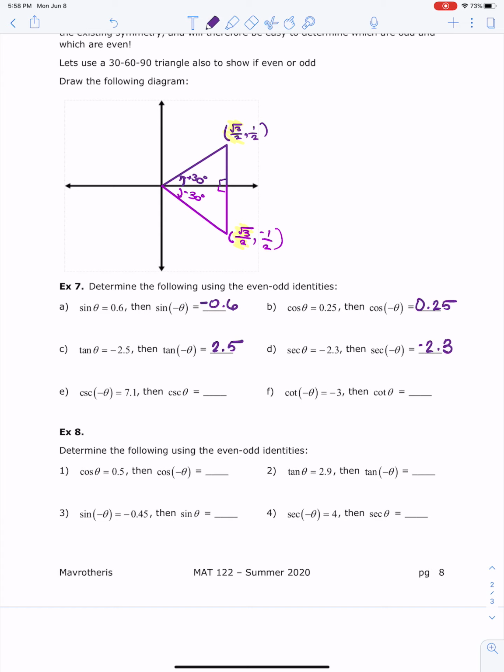E, cosecant, is 1 over sine. So that means it's an odd function. If the cosecant of negative theta is positive 7.1, then the cosecant of positive theta is negative 7.1. Cotangent, another odd function. If the cotangent of negative theta is negative 3, the cotangent of positive theta is positive 3. What I would suggest is that you pause the recording right now, take a shot at exercise 8, and then unpause the recording and double check your answers.